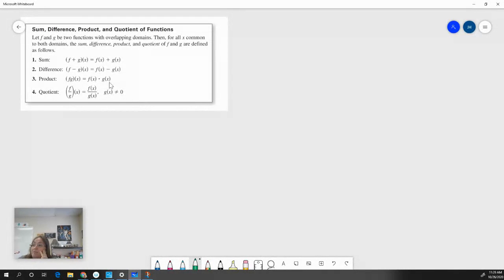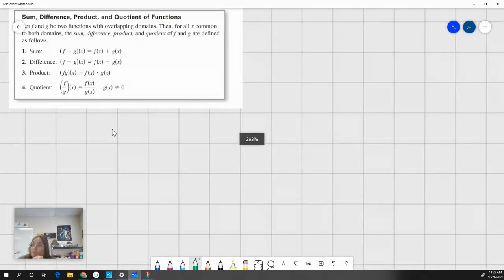But the one thing, notice here when we get down to the quotient, we have f over g of x, right? Which says that we're going to have the function f of x divided by the function g of x. Notice that g of x can't be zero because we can't divide by zero. That's really the only reason for that.